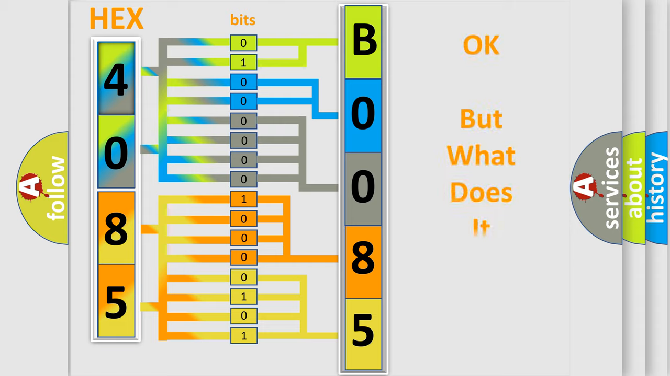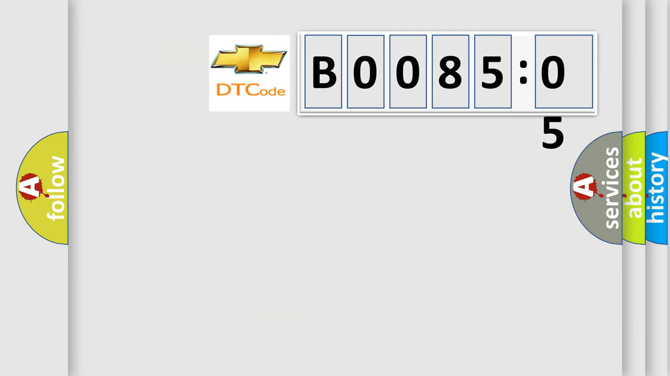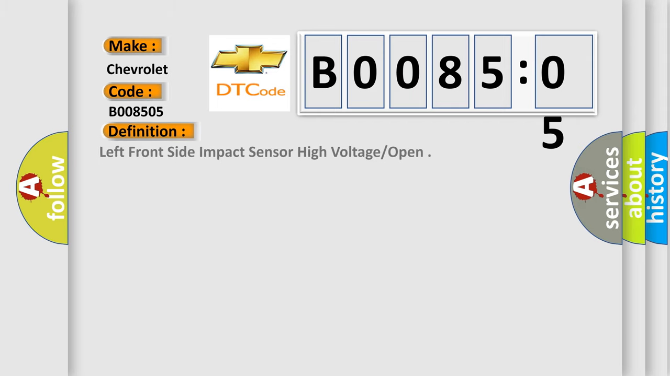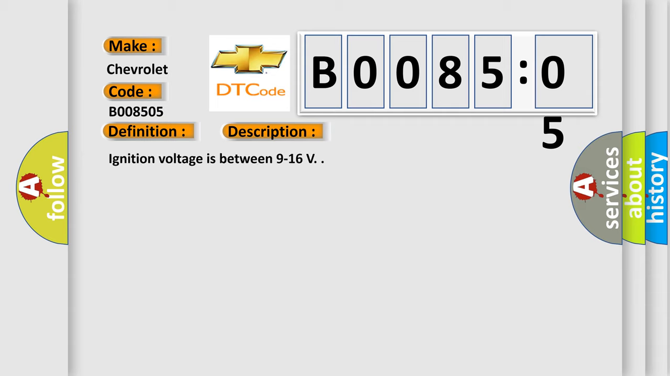The number itself does not make sense to us if we cannot assign information about it to what it actually expresses. So, what does the Diagnostic Trouble Code B0085-05 interpret specifically for Chevrolet car manufacturers? The basic definition is left front side impact sensor high voltage open. And now this is a short description of this DTC code. Ignition voltage is between 9 to 16 V.